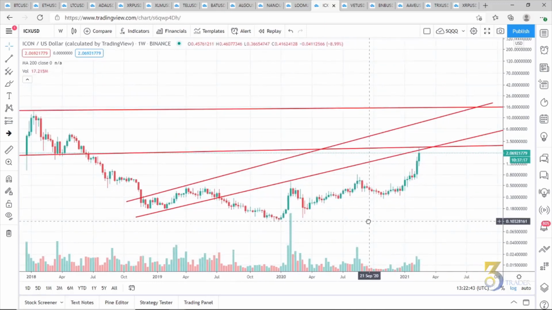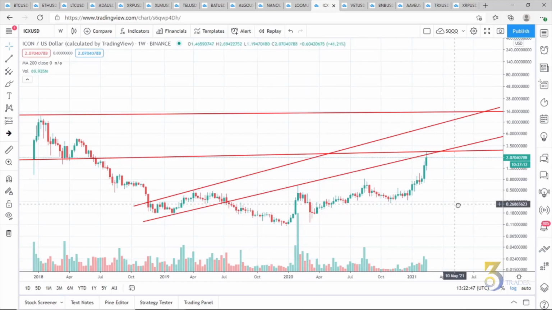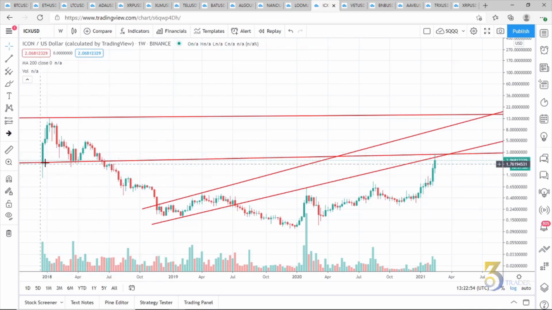Weekly on ICX. This is a gold nugget, guys. Right now, we have an old horizontal support back in 2017, 2018. Look, when it stopped being effective right here and it went down here, most people would have deleted this line. Not Team 360.